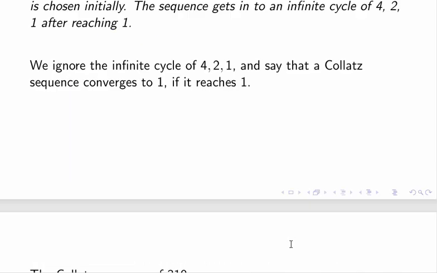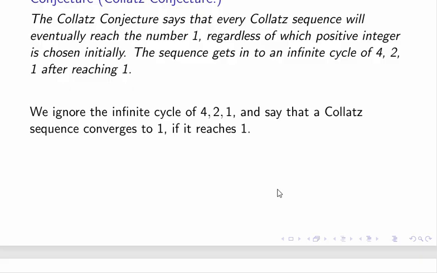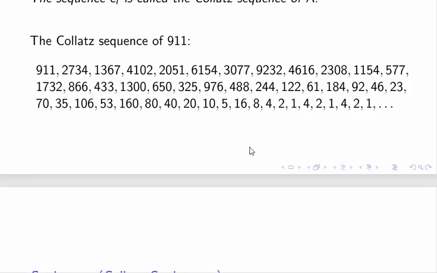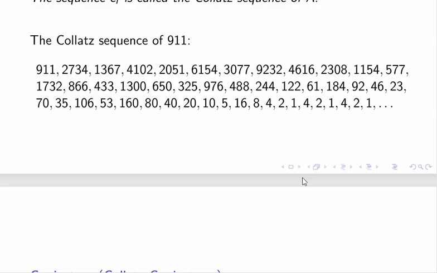So the Collatz conjecture says that no matter which number you start with, if you do this process, you'll reach the infinite cycle of 4 to 1 after reaching 1. So after you reach 1, you see it goes to 4 to 1, 4 to 1 like that.